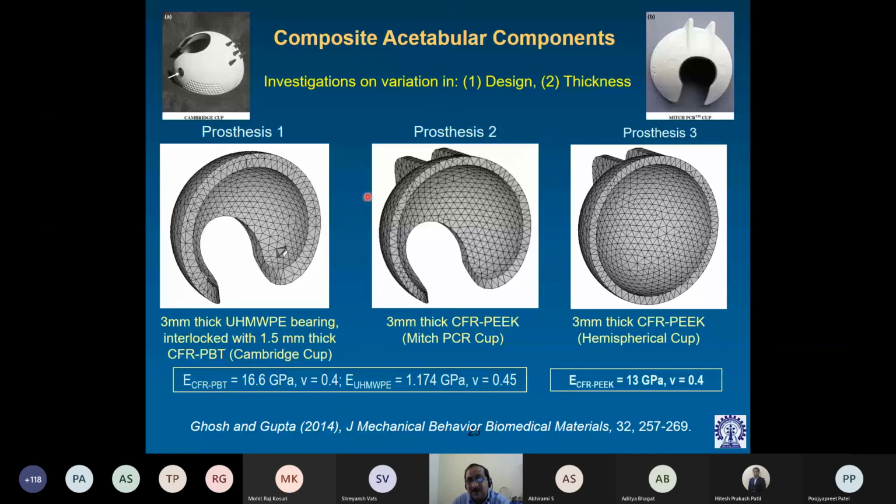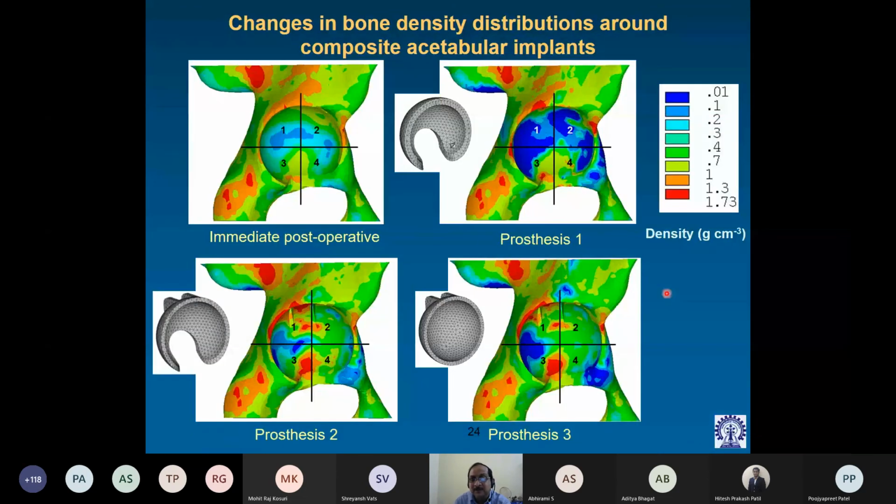So in this case, this is the Mitch cup, and this is the Cambridge cup design which we have been using. So we have Mitch cup and Cambridge cup photos here. And you see, we take a hypothetical cup, say with 3 millimeter thickness. There is a horseshoe cut here, and a horseshoe cut here, but there is no cut on the right-hand side, prosthesis 3, which is purely hemispherical. Now how do these changes in stiffness, design, thickness, whatever, translate into bone remodeling?